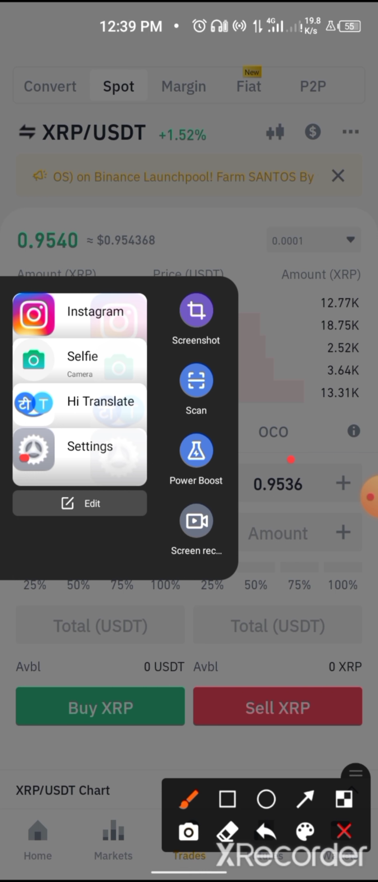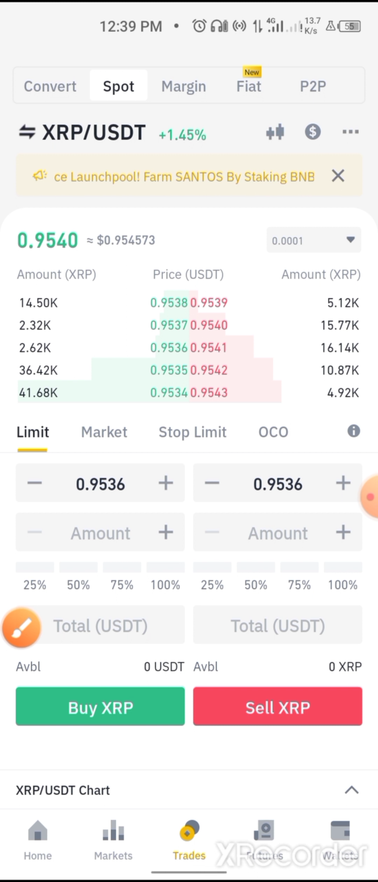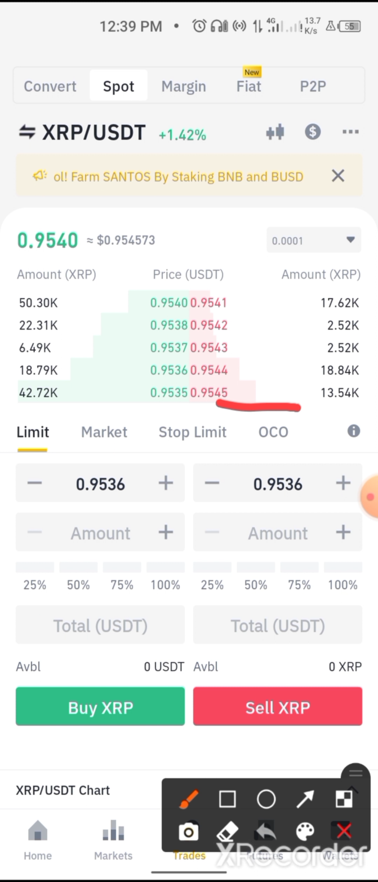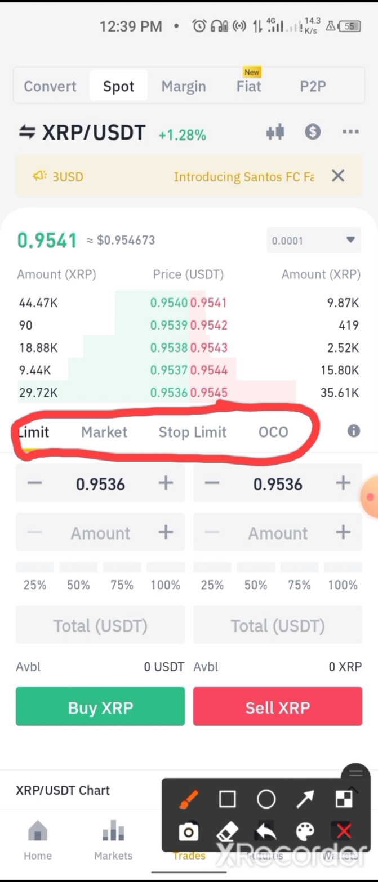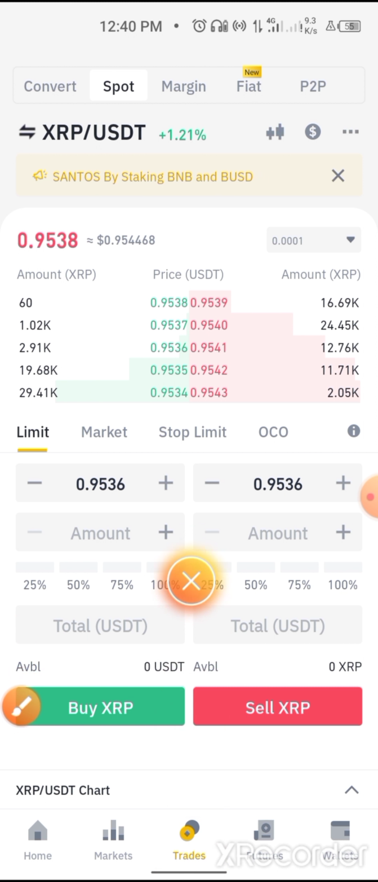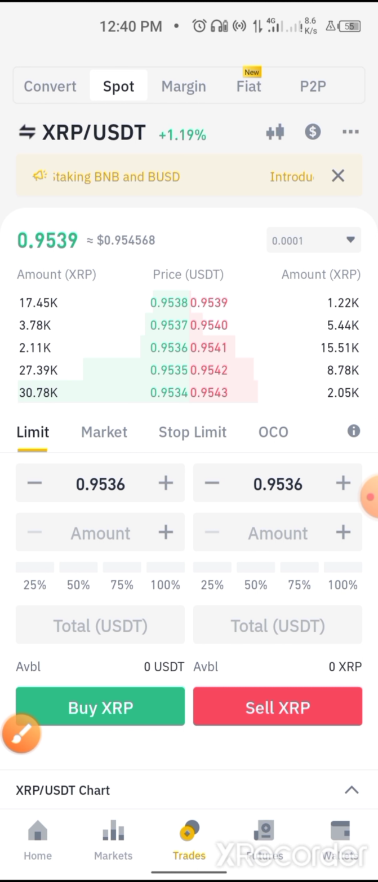We have the OCO, the stop limit, and the market and the limit orders. Now check out our video on the different types of orders. We're going to be doing a video on the different types of orders, so follow that video and learn how to buy and sell on Binance using limit order, market order, stop limit, and OCO orders.